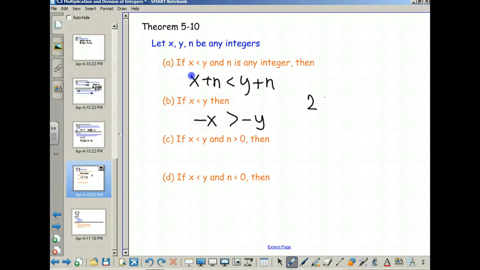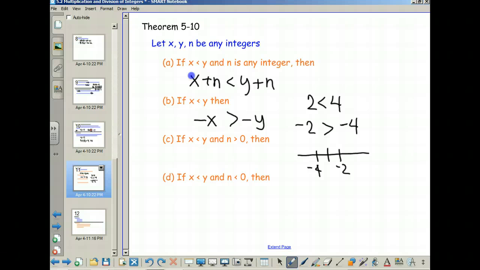So let's say I have 2 less than 4, and now I put a negative over here, negative 2 and negative 4. And if you think about it from a number line perspective, of course, here's negative 2, and negative 4 is to the left of it, which means that negative 4 is smaller, and so my inequality opens to the right towards the bigger number. Negative 2 becomes the larger number.